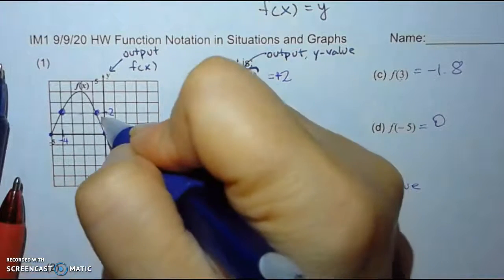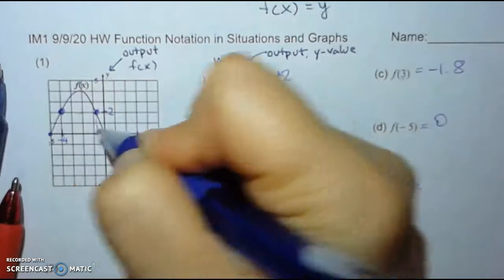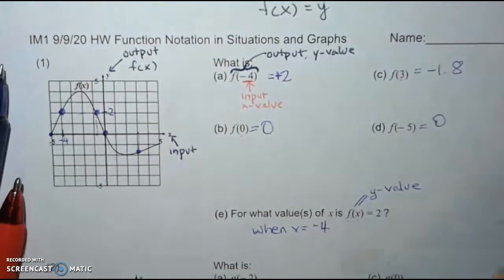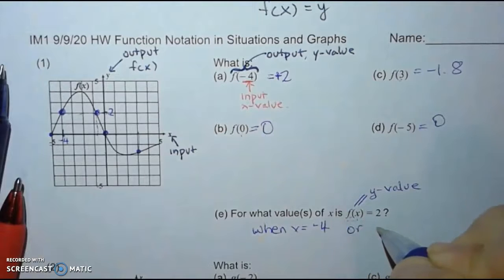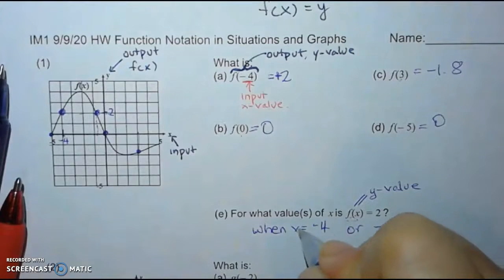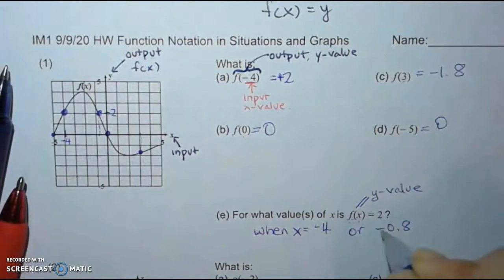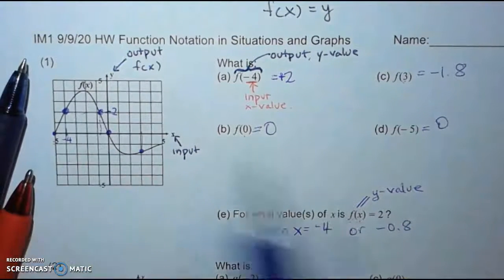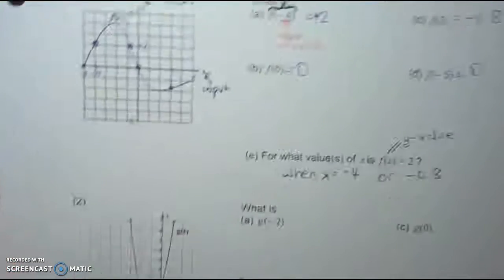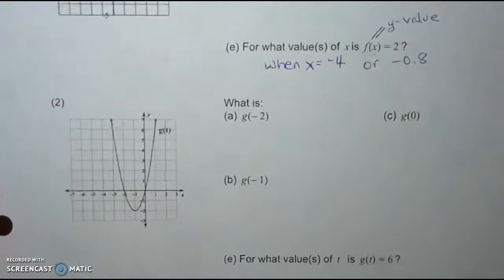What is the x value? If I just bring it down, I would say it's a little bit less than -1. So maybe negative 0.8 or something like that. So you have two different times when the output is positive 2. Okay, let's move on to number 2.